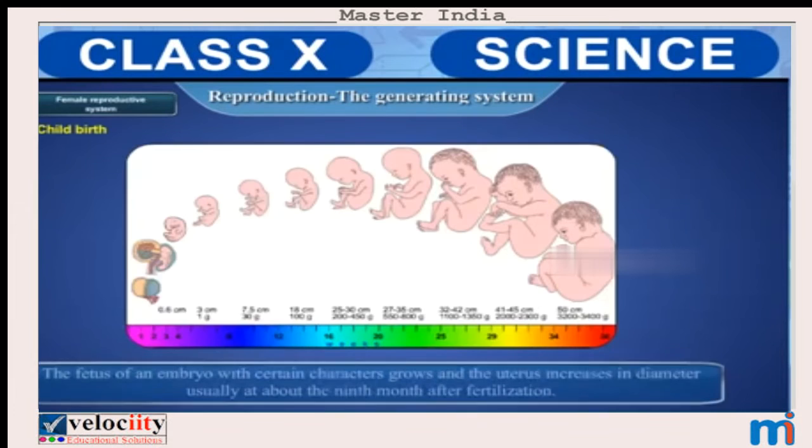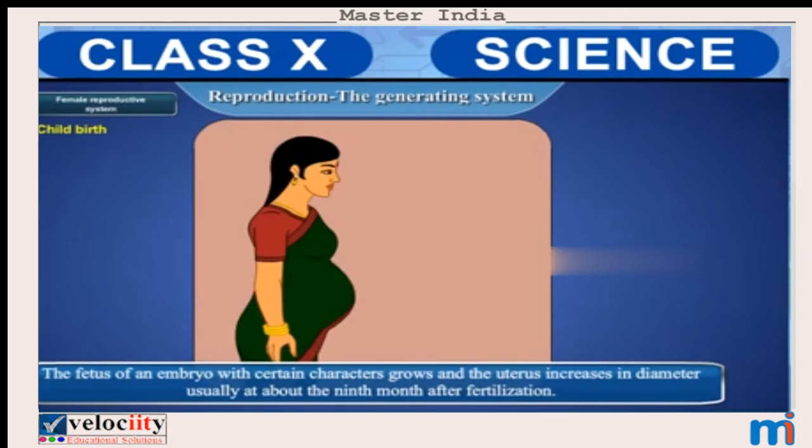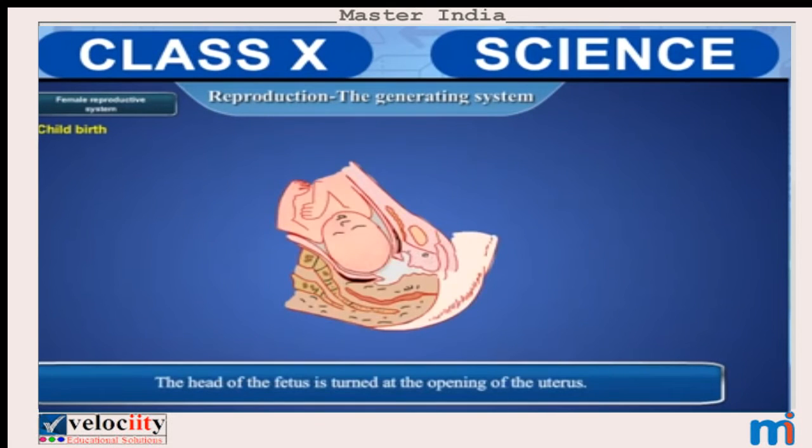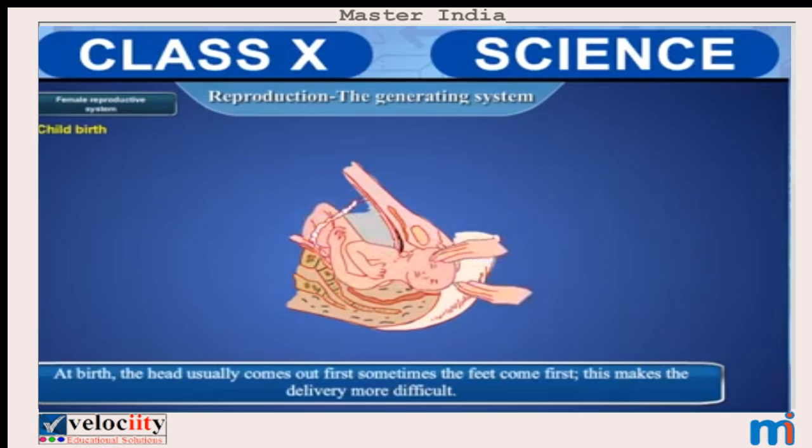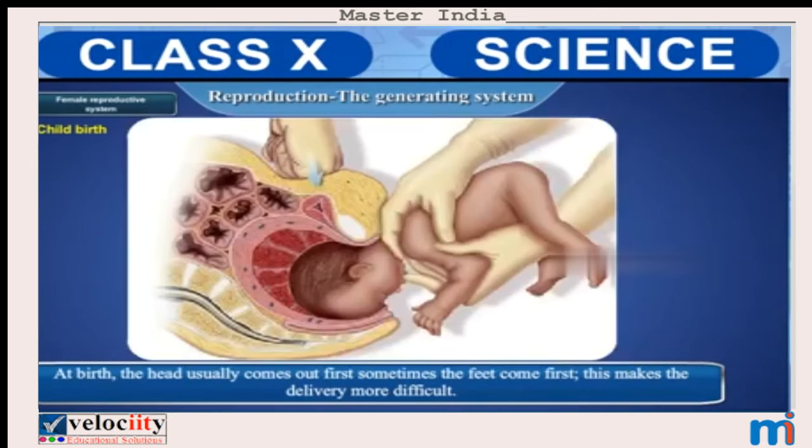Childbirth. The fetus grows, and the uterus increases in diameter. Usually, at about the 9th month after fertilization, the head of the fetus is turned at the opening of the uterus. At birth, the head usually comes out first. Sometimes, the feet come first. This makes the delivery more difficult.